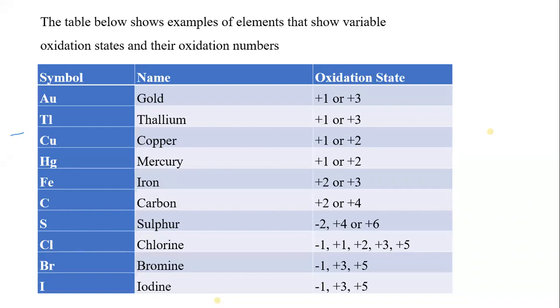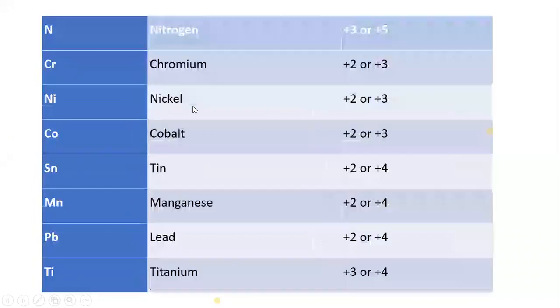I need you to take a critical look at these elements. Pay special attention to these elements. This is not all. This is the last batch. Nitrogen is also one. Chromium is another. Nickel is another. Cobalt is one. Tin is one. Manganese is one. Lead is one. Titanium is another.